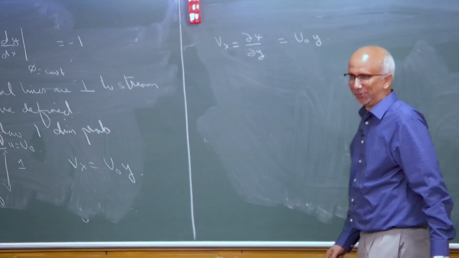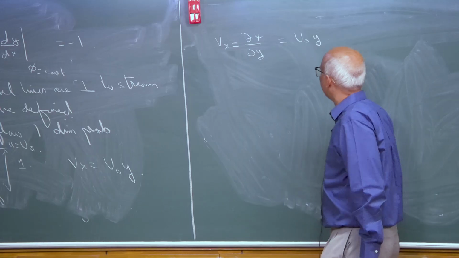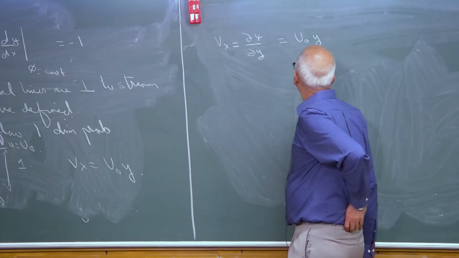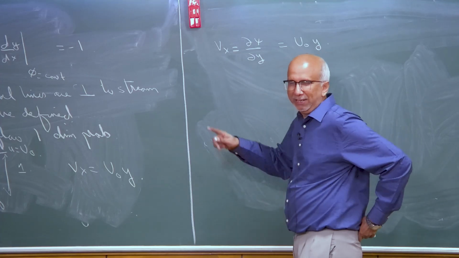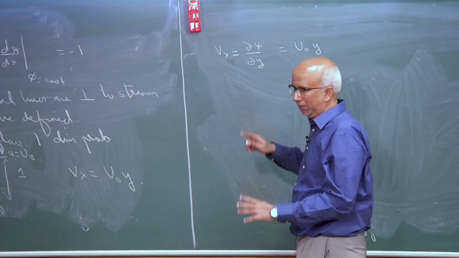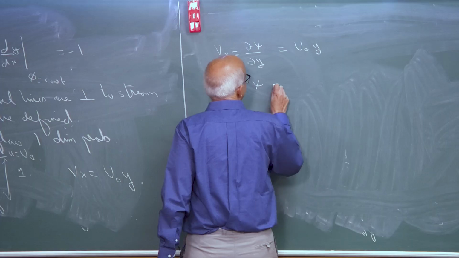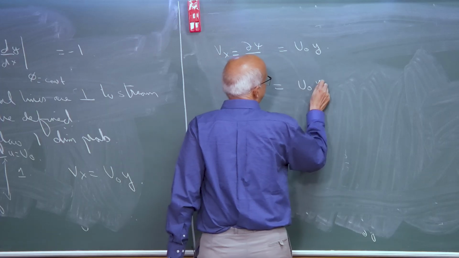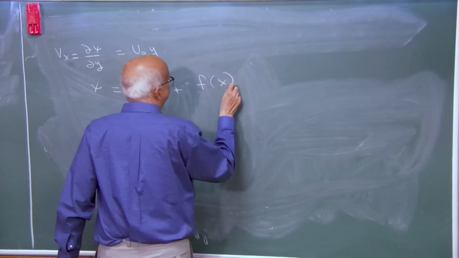u naught y, okay. So, take the distance between the plates as 1. Now I need to find psi. In general, there will be a y by h or y by d, the distance between the plates, but keep life simple. So, I want to find my stream function psi, I will get u naught times y square by 2 plus a function of x.